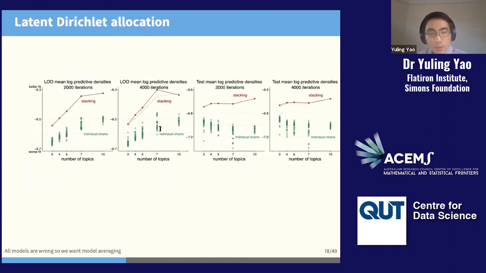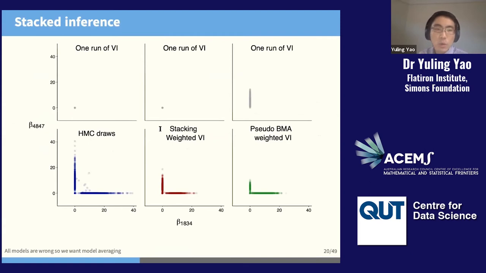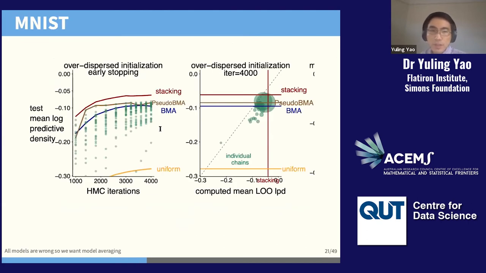And here are some examples of multimodal posterior distributions. For example, this is latent Dirichlet allocation on text data, and if you run stacking on non-mixing chains, you get somewhat better results. This is Bayesian inference on horseshoe regression. Apparently it has two modes. So if you run VI, variational inference, at most you can get one local mode. But if you run stacking, you can get quite a reasonable approximation to this bimodal distribution. And also for neural nets, which are another example known to have a lot of local modes, if you run stacking, it will give you much better results than any single chain.